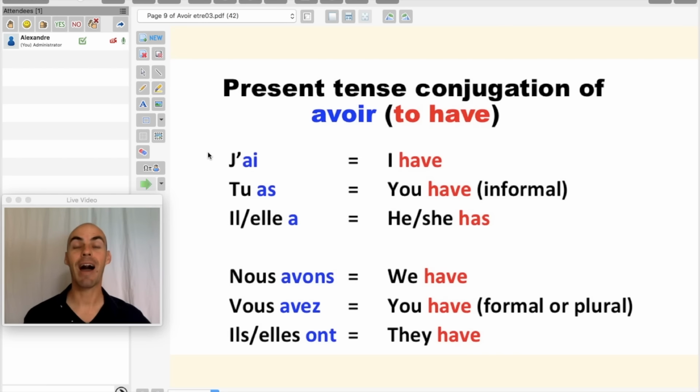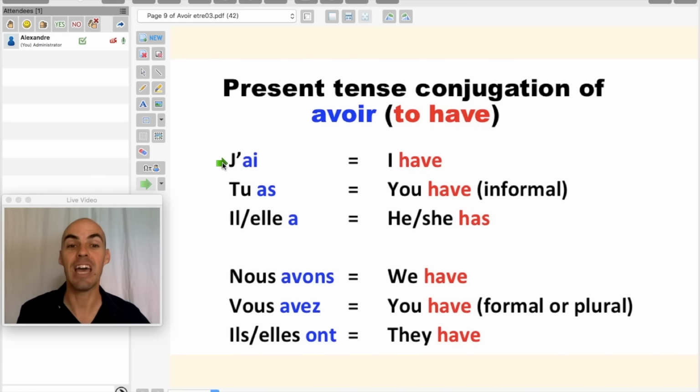Here's the verb avoir, to have. So here's the infinitive when it's not conjugated, avoir. And you'll notice that the E is dropped from the subject for je, because otherwise we would have clashing vowels. So any verb that begins with a vowel or H, the je will turn into a J apostrophe. So here is the conjugation.